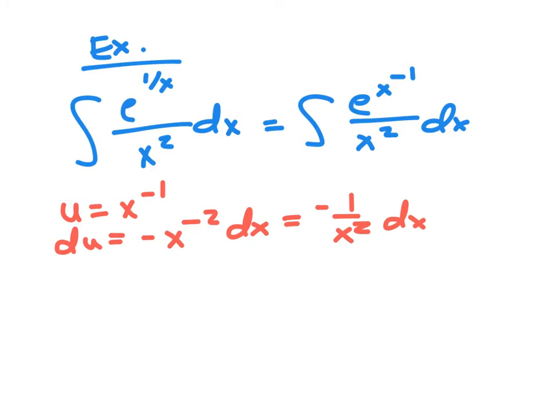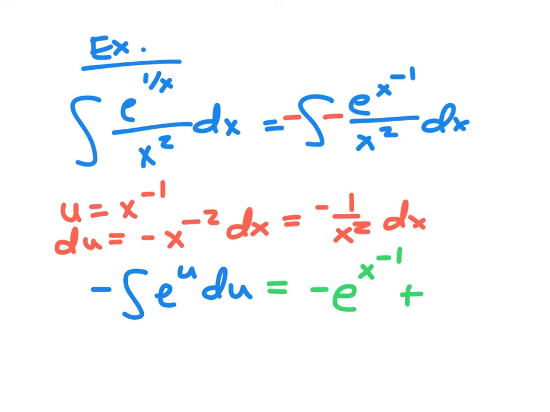So notice, I have that in the original problem. The only thing I'm missing is a negative in front, which I'm allowed to put in, the missing coefficients that I need. So I'm going to put a negative on the inside and then a negative on the outside to balance it out. So if I rewrite this, I now have the negative integral of e to the u du, which is just going to go back to negative e to the u plus c, and my u was x to negative 1, and then of course plus your constant.